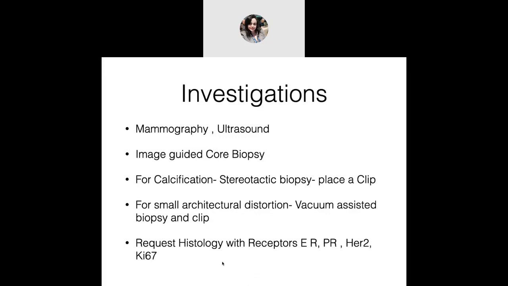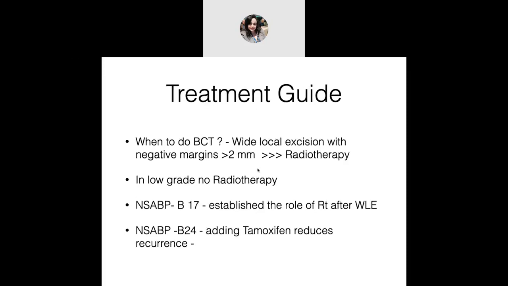Okay. So if there is only small architecture distortion, then the radiologist prefers a vacuum assisted biopsy and then puts a clip. Okay. And in the histology request, please write that we want you to report ER, PR, and HER. Usually, pathologists do not report on the ER, PR status or HER status if it is DCIS. But you'll have to request, hey, this is DCIS and we want to decide about further treatment, kindly report on this.